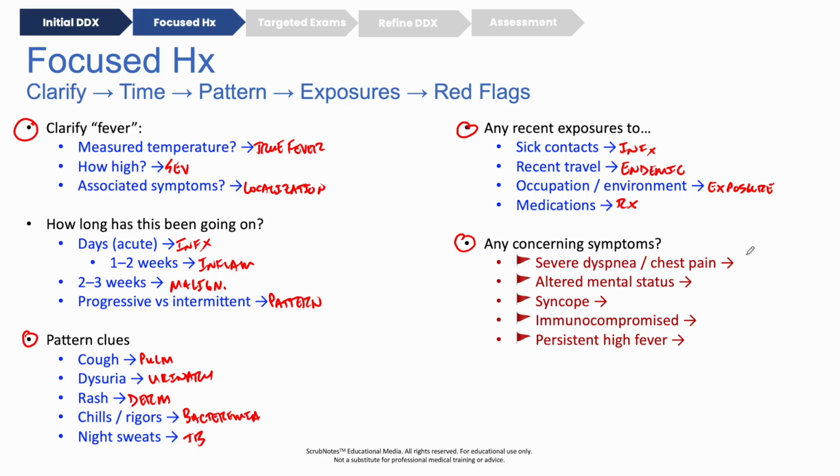Here are some concerning symptoms to check. If there's severe dyspnea or chest pain, that's concerning for sepsis. An altered mental status is indicative that there's something happening in the CNS. If there's syncope, we're concerned about shock. If someone's immune compromised, it could be an opportunistic infection. And if it's a persistent high fever, that's pretty severe, so we want to escalate that.